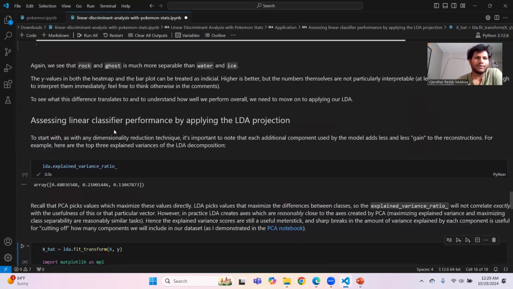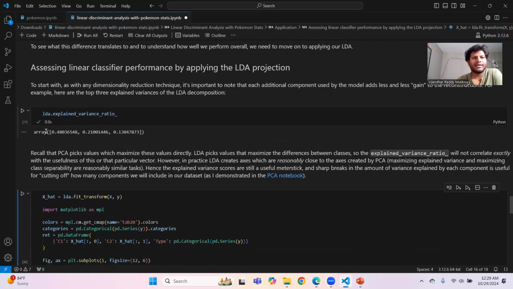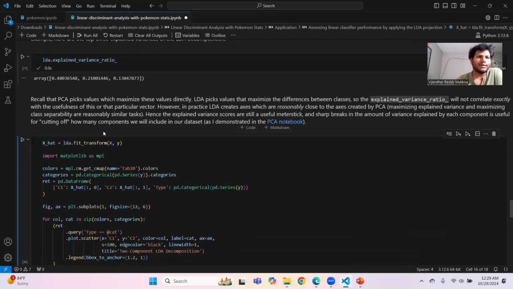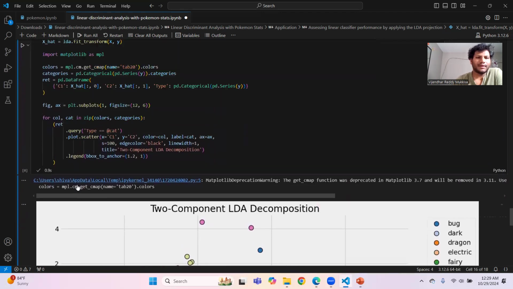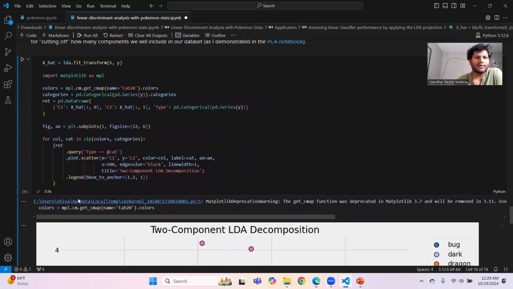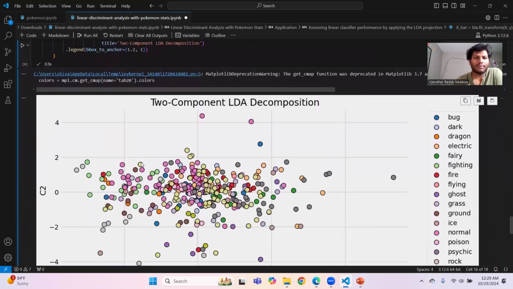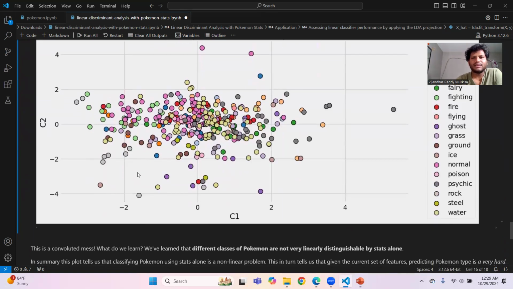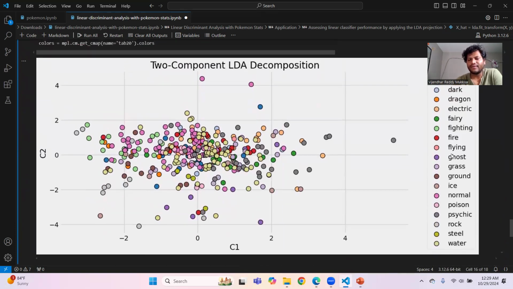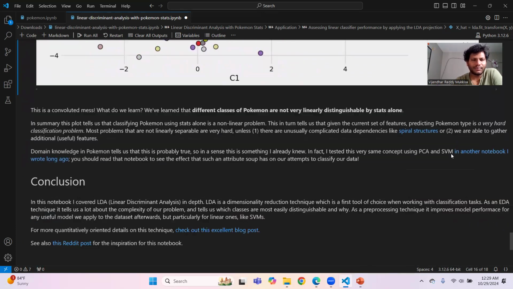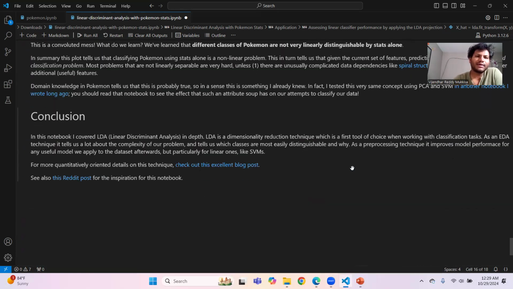And coming down to the code, we are assessing linear classification performance by applying the LDA projection. After running it, I got an array of three values. And in the next code, we are calculating the graph using the two-component LDA decomposition. These are the points, and the points are shown on the left as indicated here. And in conclusion, I'm moving back to the slides.